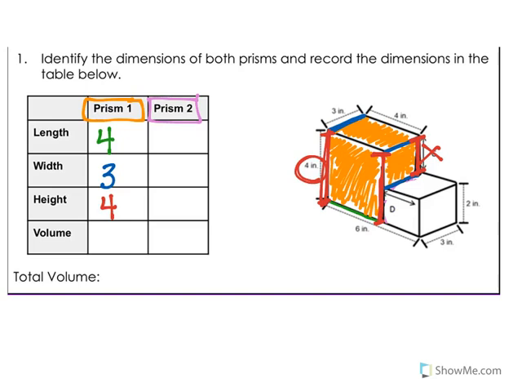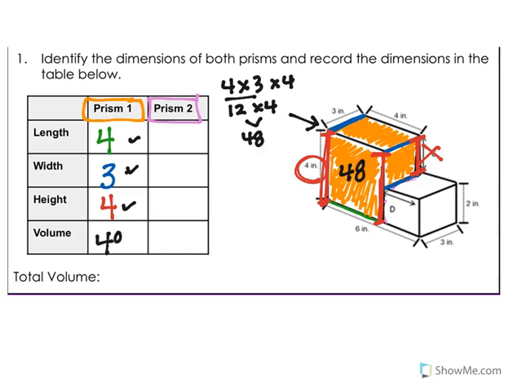Now, our last step for prism 1 is to find the volume of prism 1. To find the volume of prism 1, I'm going to multiply its length, width, and height. The length being 4, the width being 3, and the height being 4. 4 times 3 gives me a base of 12, and 12 times 4 gives me 48. So the volume of this figure on the left, the prism on the left, is 48 cubic inches. Okay?